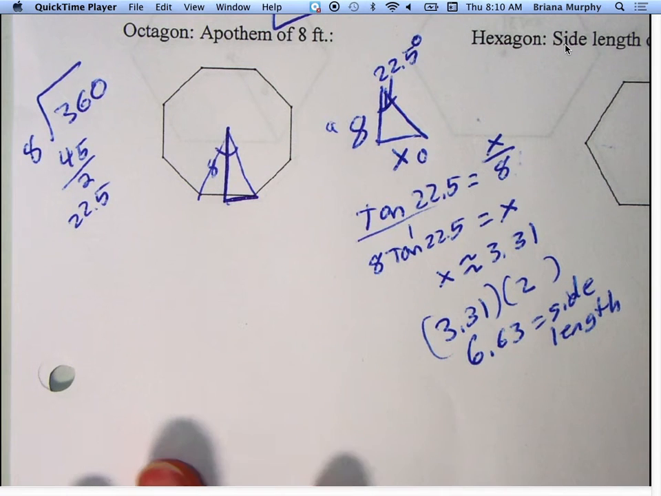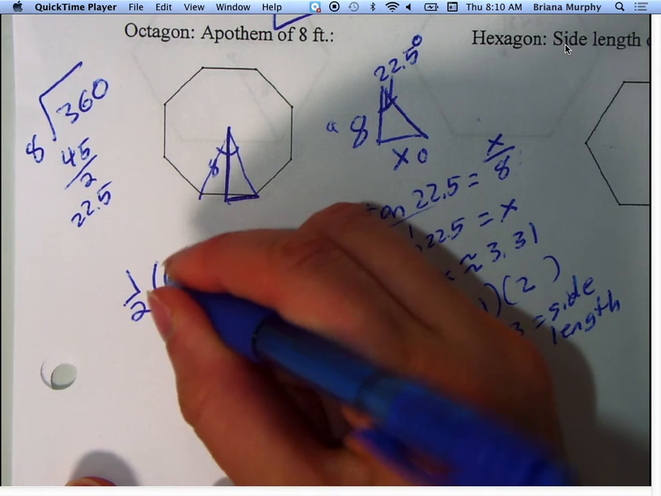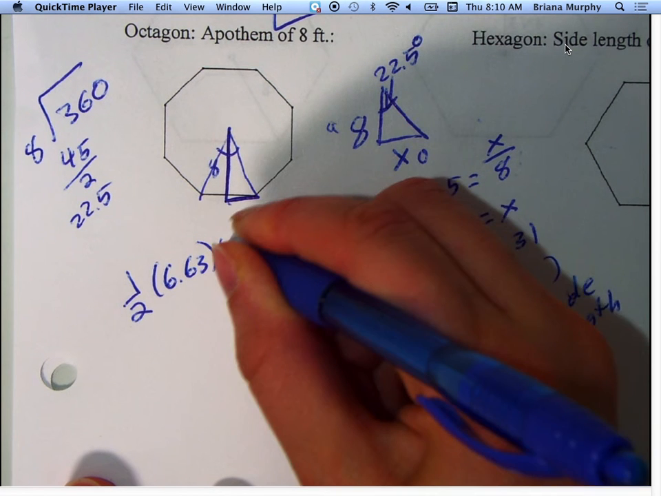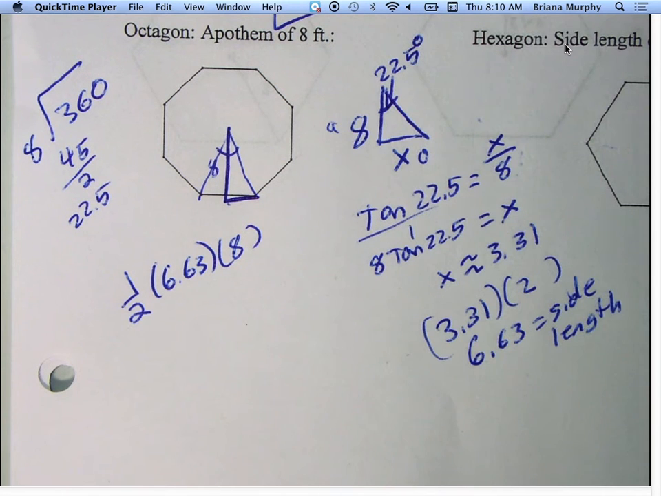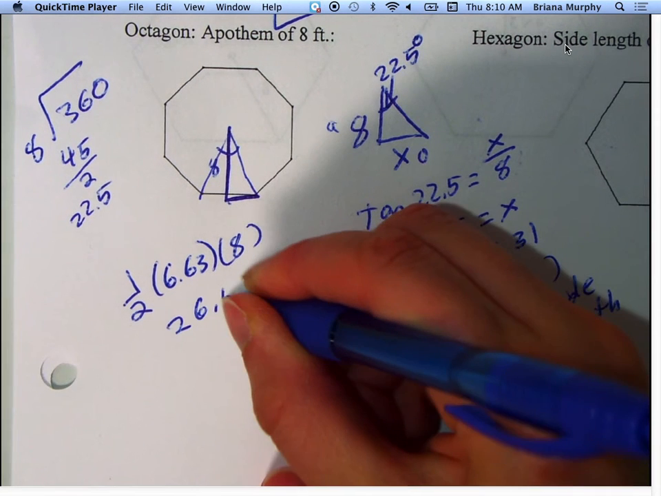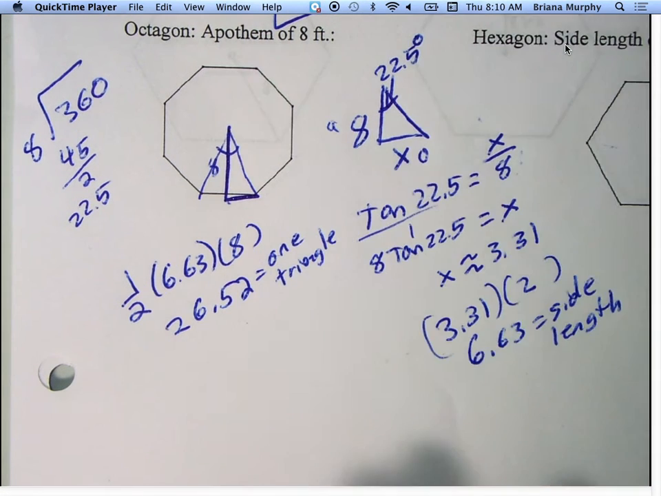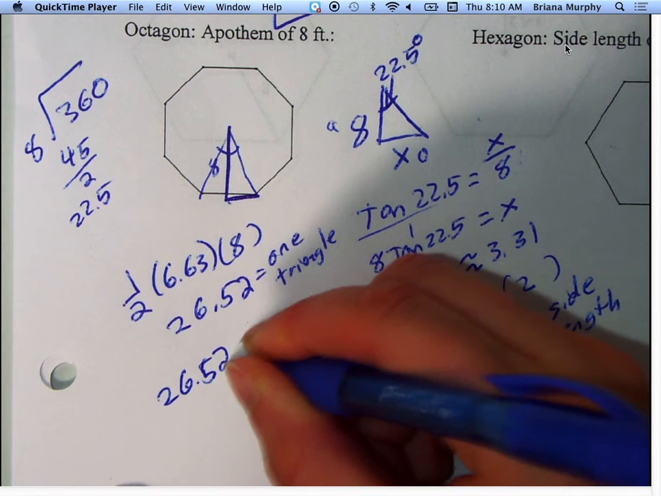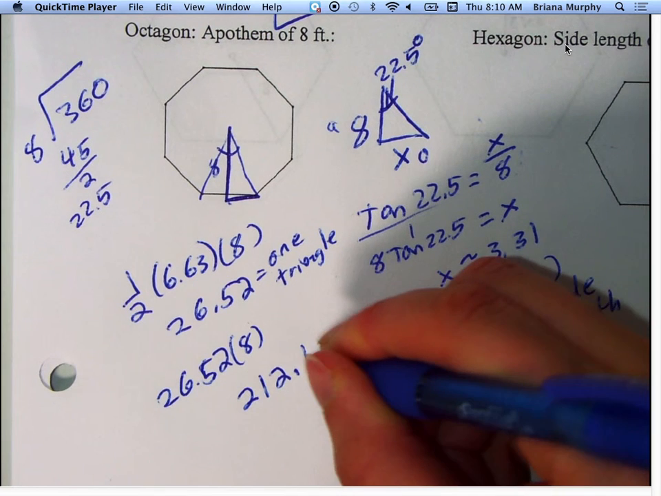Okay. Now I'm going to find the area of one triangle. So that's 1/2 the base, 6.63, times the apothem, 8. And that gives me, what? 6.63 times 8 divided by 2 gives me 26.52. One triangle. Okay, but now I want all of the triangles, so I'm going to times it by 8, and I get 212.16 feet squared.